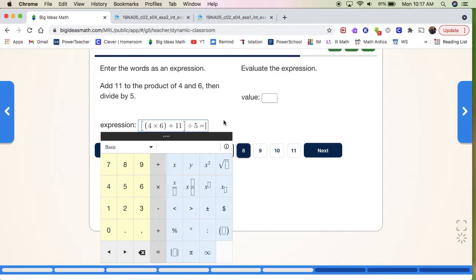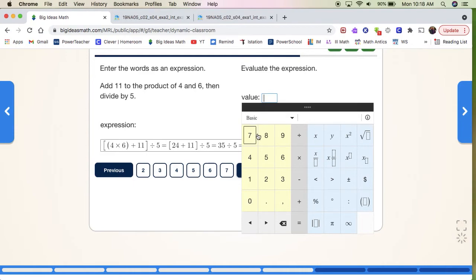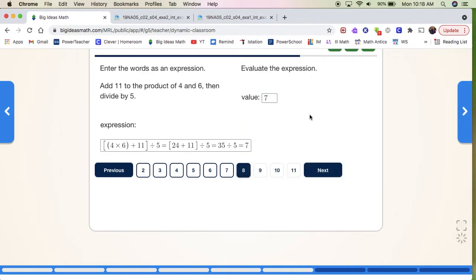So I have my bracket, and 4 times 6 is 24. So 24 plus 11, and then I'm going to put my close bracket, that whole thing divided by 5. So 24 plus 11, give you a second to think about it. 24 plus 11 is 35. 35 divided by 5 equals 7. So our value is 7. Remember, you can stop the video and look at it.